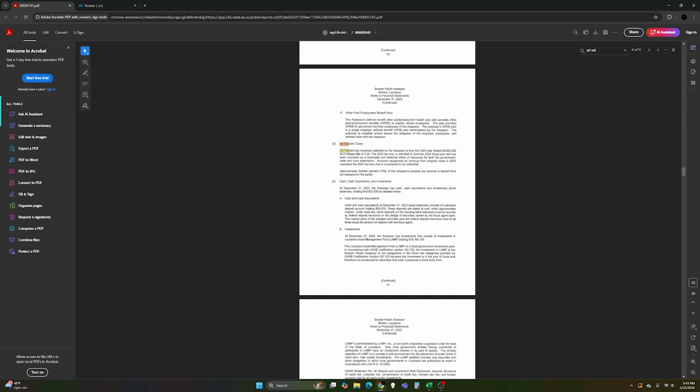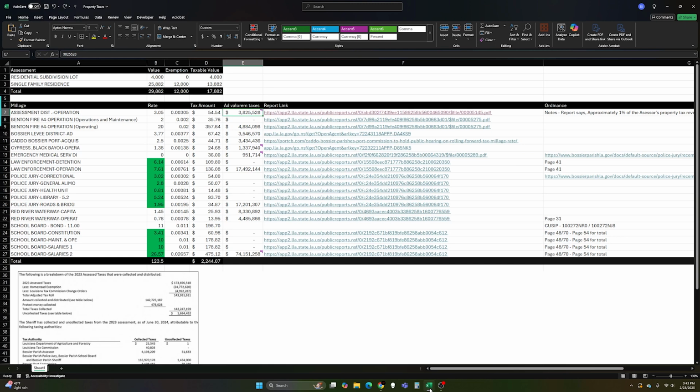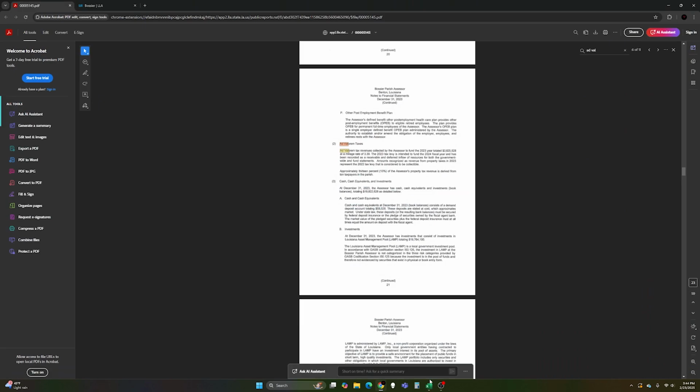So here, the ad valorem tax revenues collected by the assessor to fund the 2020 year at a millage rate of 3.39. See, that's different because you have the approved rate and the levied rate, and we'll see that in future ones. But if you look here, it says approximately 13% of the assessor's property tax revenue is derived from 10 taxpayers in the parish. So if you know what that means, please leave a comment, because I don't know what that means and I am very interested in that.